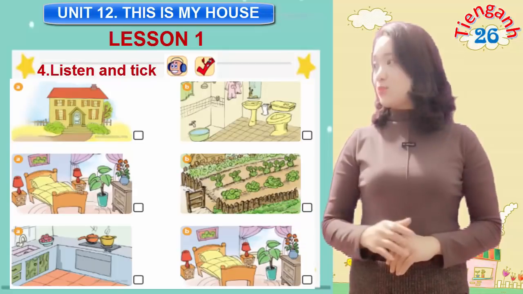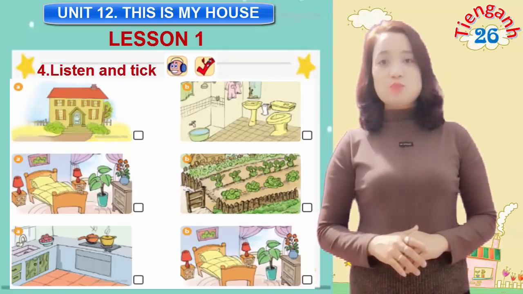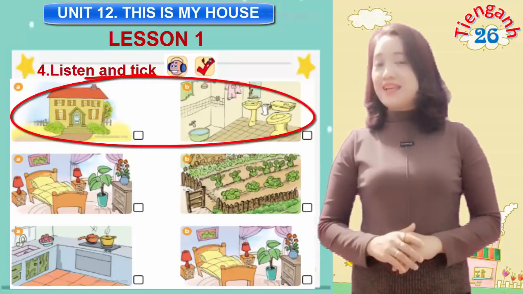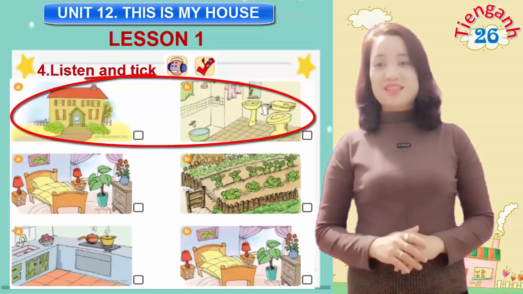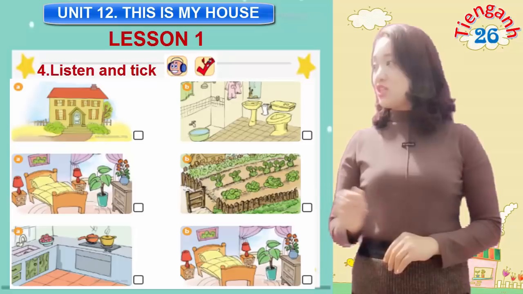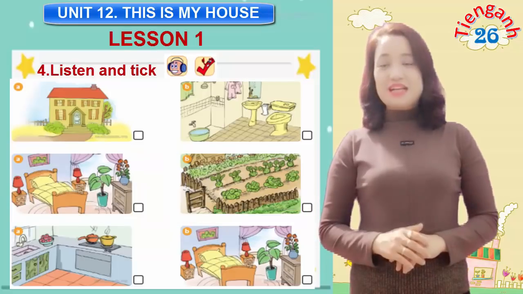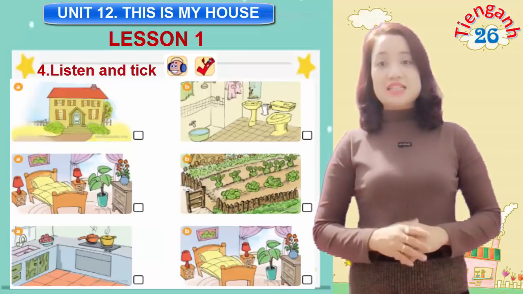I have three groups of pictures. In each group, there are two parts of the house. Group picture one, there's a house and there's a bathroom. Group picture two, there's a bedroom and there's a garden. Group picture three, there's a kitchen and there's a bedroom. Now listen and tick the picture you hear.